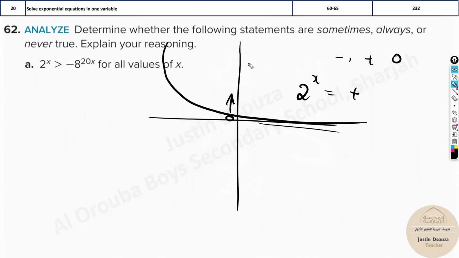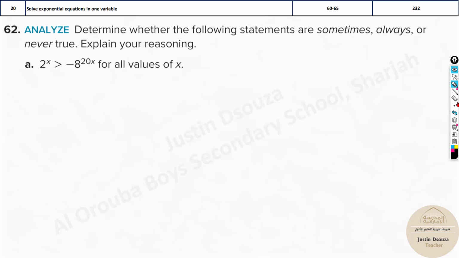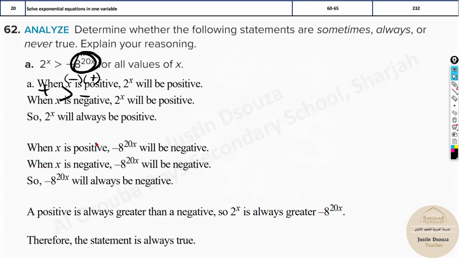So the range values, the y values, are always greater than 0 no matter what. So here, for all values of x, this will be positive. This part here, 20 to the power x, doesn't matter what, it will be positive itself. But there is a minus sign outside the exponent. So minus into plus is what? It will be minus. Plus will always be greater than the negative sign. So it is always true here.